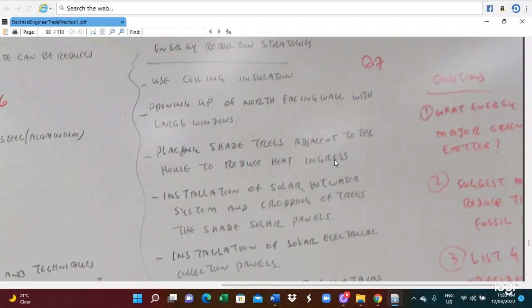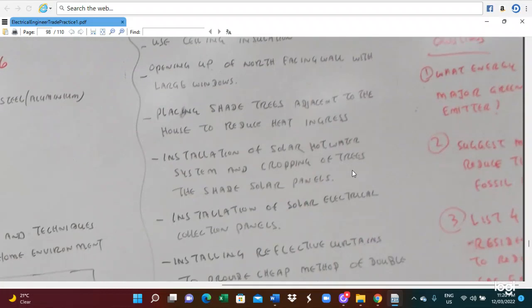Also, open up the north-facing side with large windows, because in Australia most of the sun's energy comes to the building from the north. So we have to use a north-facing building, with the large windows that we provided. In this way, we can get nature's energy. Place shade trees adjacent to the house to reduce the heat energy.